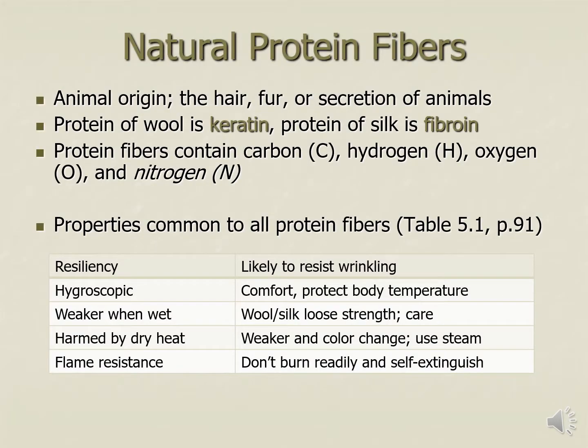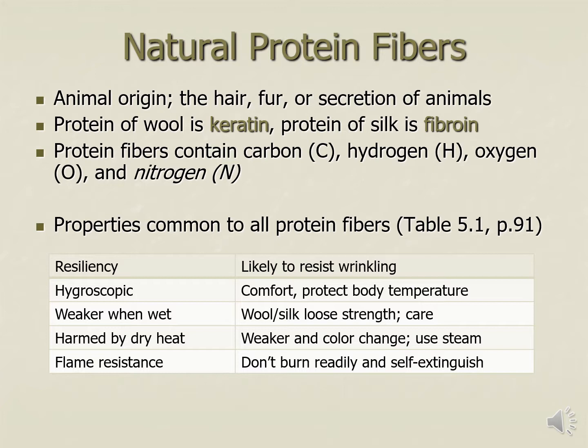So here you see the properties common to all natural protein fibers, and they do come from animals, either the hair, the fur, or the secretion in the case of the silkworm. You'll note that the protein of wool is called keratin. You may have seen that terminology. It is used in hair products and skincare products. And the protein of silk is fibroin.